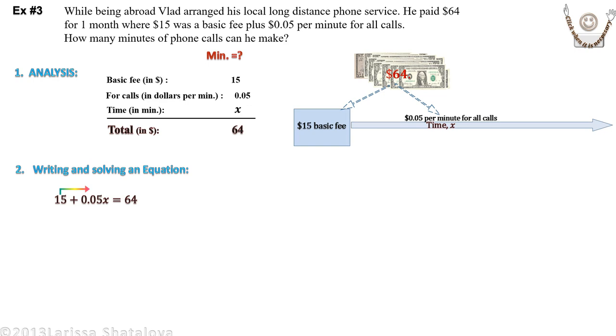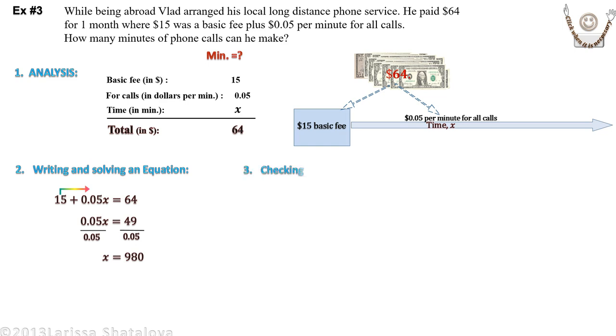When you are moving from the left to the right, you have to change sign. So as a result, it would be 64 and negative 15, result is 49. Now we have an equation, 0.05 times x equals 49. We are looking for 1x. This is why we have to divide both sides of this equation by 0.05 and simplify. Use your calculator and you will see that x is 980.